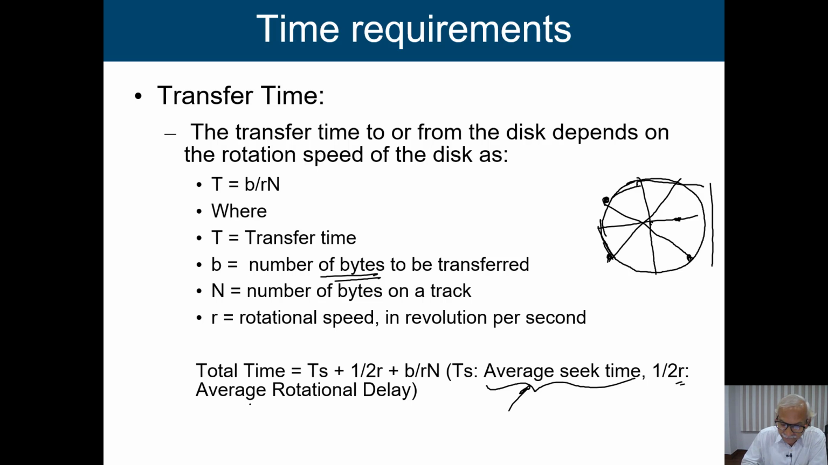This is the average rotational delay, and B by RN is nothing but the transfer time. So total time is the seek time plus rotational delay plus the transfer time. This is the time required to transfer the information from a particular track. If it is from several tracks, then you have to look into this issue differently, because that simple formula may not help. Depending on the data organization, the seek time is also going to be involved, as you have to move from one point to the other.